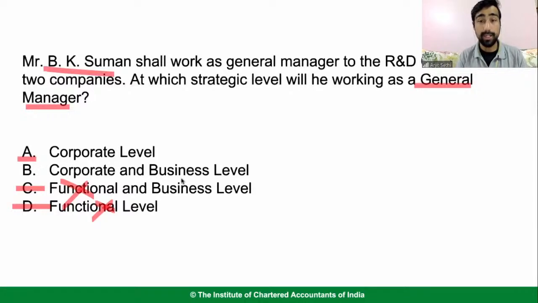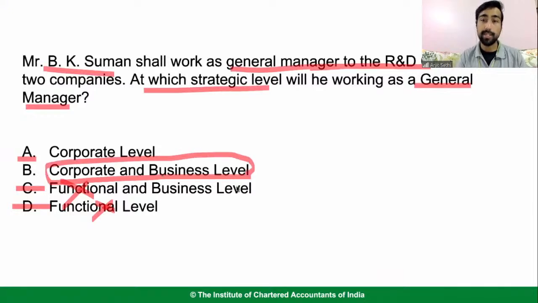Corporate level तो है, but he is the general manager of R&D now. In the latest, at which strategic level, right? He's the general manager of R&D center now. So it has to be, I think, corporate and business level, right? Corporate level भी और business level दोनों को he's covering, because he's reporting to the CEO and he's also the general manager of R&D. Okay, what do you think?